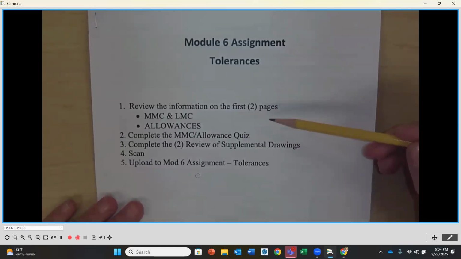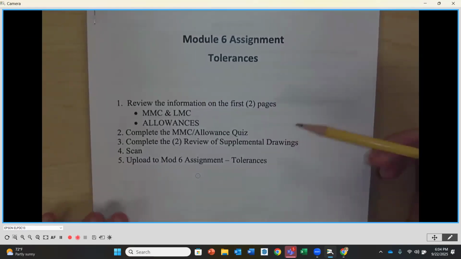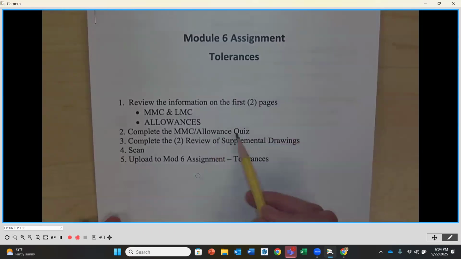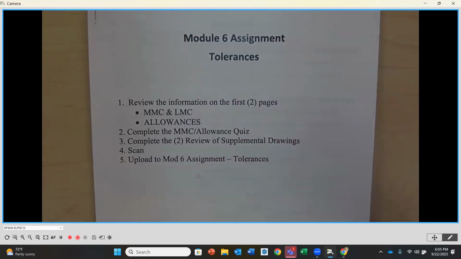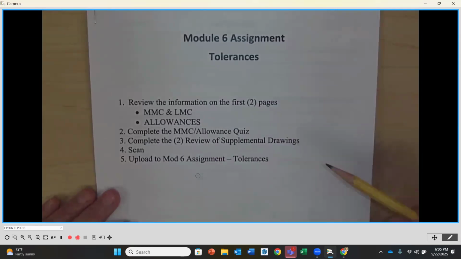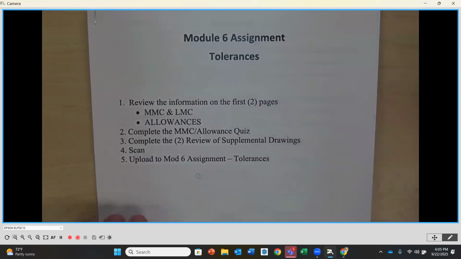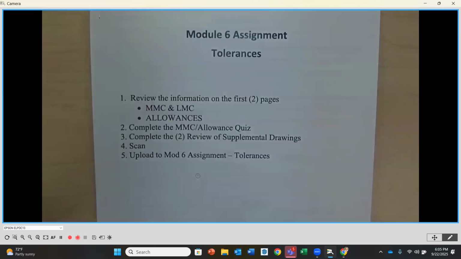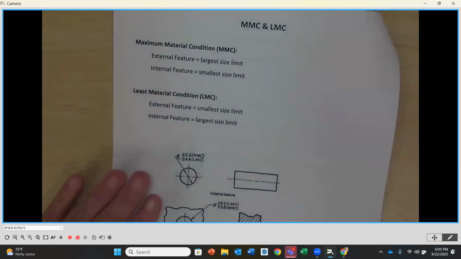We're going to review the information on the first 2 pages, and then there's what it says is an allowance quiz. It's really not a quiz. It's just that the resource I got it from called it a quiz. It's really just a fill in the blank type of thing. And then there are 2 supplemental drawings, and then you're just going to scan and upload this to the Module 6B assignment, okay? So let's first look at these first couple pages here.